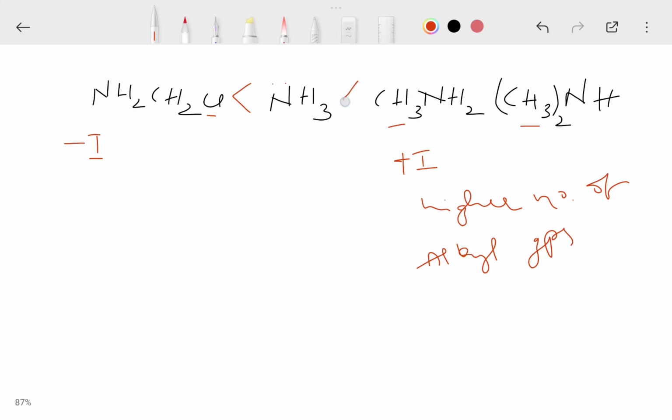In this example, methylamine is more basic than ammonia. Dimethylamine is more basic than methylamine. Why? Because here the number of alkyl groups increases.